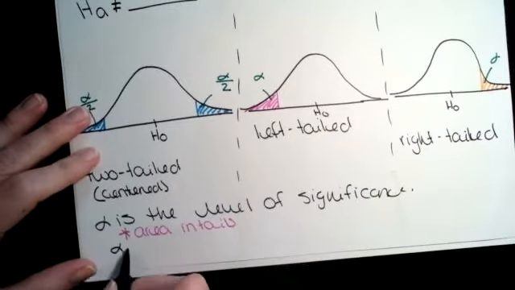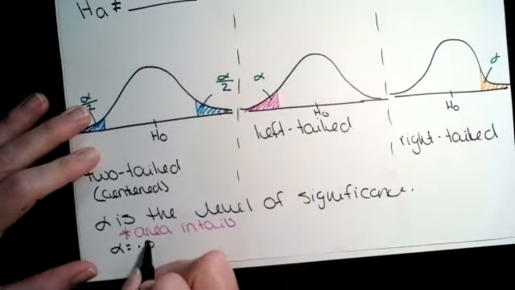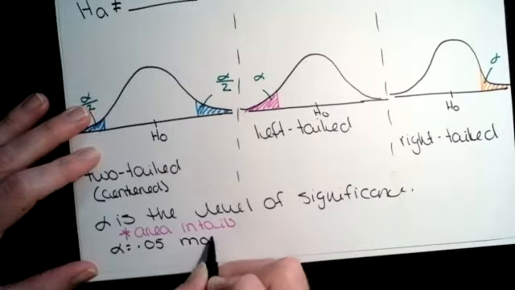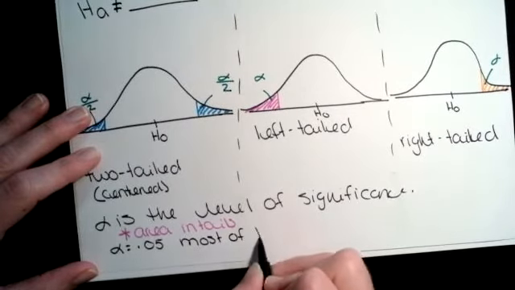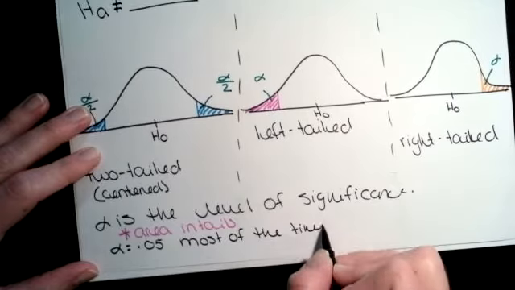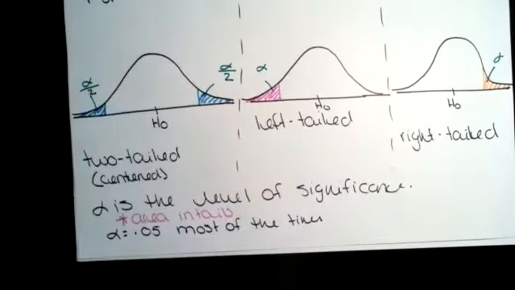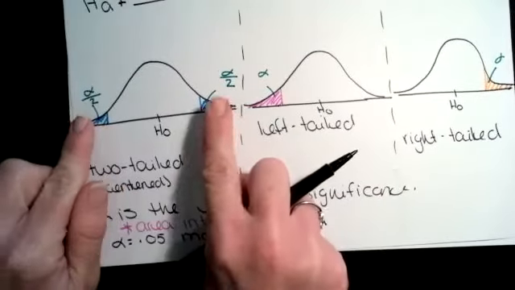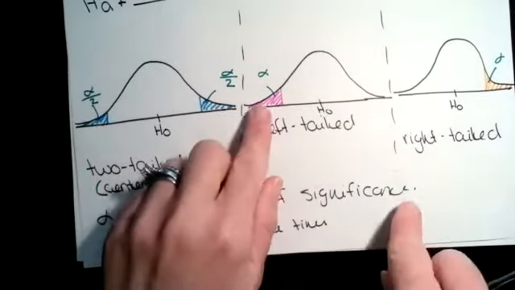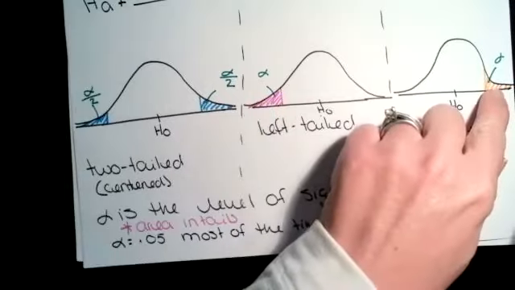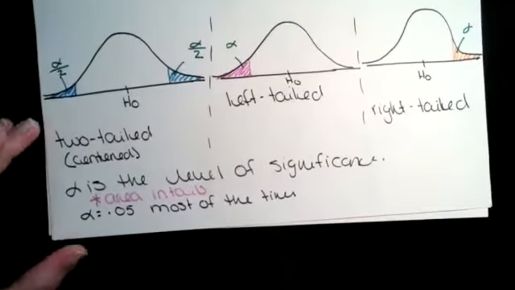And alpha is equal to 0.05 most of the time. So alpha, the area in the tails, is 5% most of the time. So if it's a two-tail test, it means 2.5%, right? If it's left tail, it's 5% here, right tail, it's 5% here. So it's 5% most of the time.